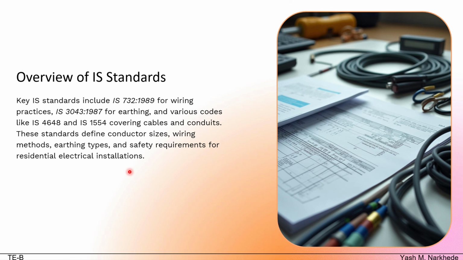Next is overview of IS standards. The major IS codes followed in residential wiring are IS 732 for wiring practices, IS 3043 for earthing, IS 554 for cables and IS 1293 for plugs and sockets.